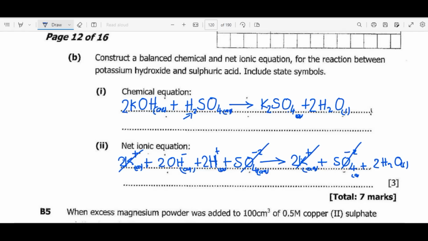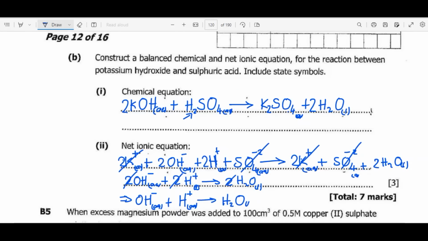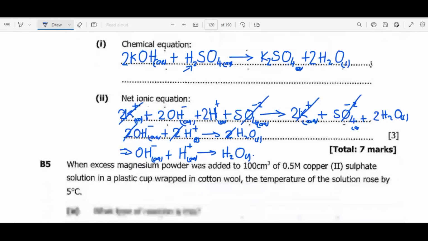So the overall net ionic equation is 2OH minus aqueous plus 2 hydrogen plus aqueous, then giving us 2H2O. Then if we want, we can cancel these since we have the same numbers. Then our final answer is hydroxide ion aqueous plus hydrogen ion aqueous, giving us the H2O liquid. So that's our final answer.